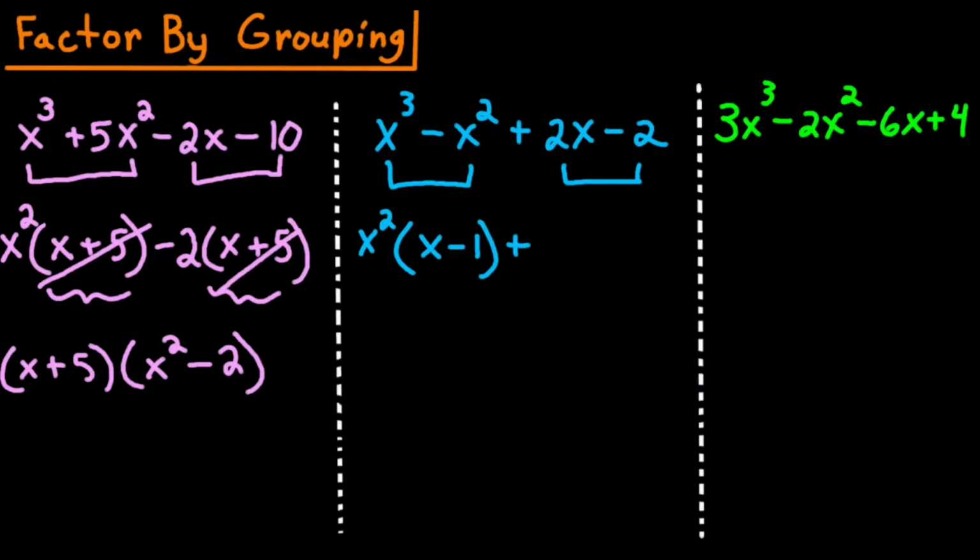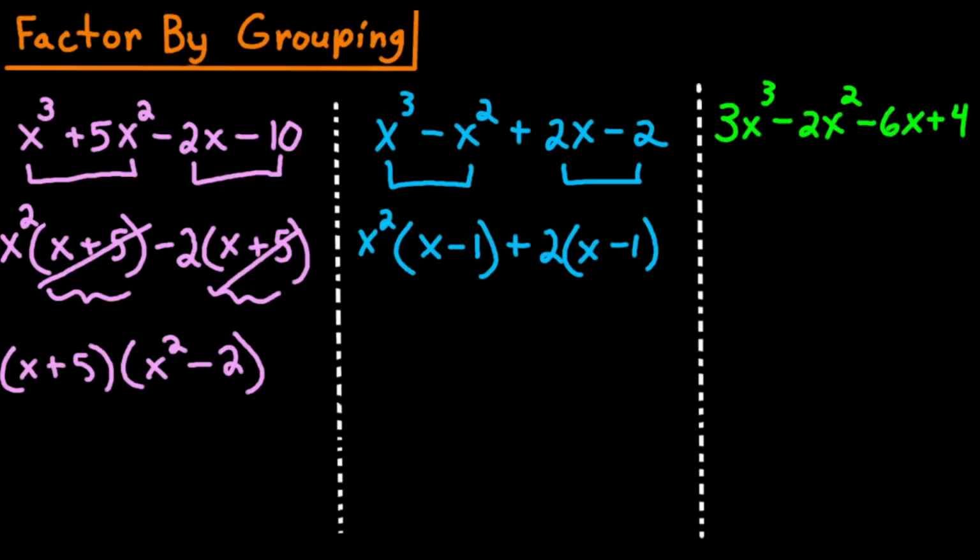And we're going to do the same thing with the second half of the polynomial. So we have 2x minus 2. What's common? We can divide them both by 2. So 2 is your GCF. And 2x divided by 2 will give you an x. Negative 2 divided by 2 would give you a minus 1.